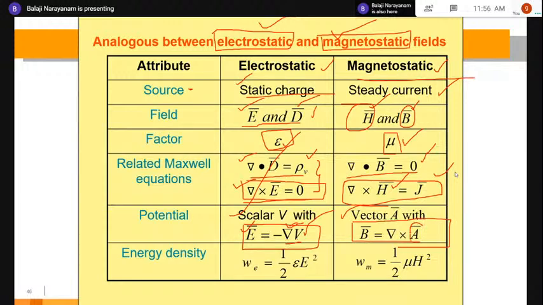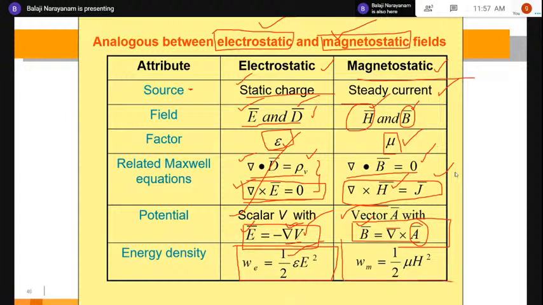A bar corresponds to magnetic vector potential. Del bar is anyway the del operator. B is the magnetic flux density. And your energy density, or the work done, is given by 1 by 2 epsilon E square here in the medium.